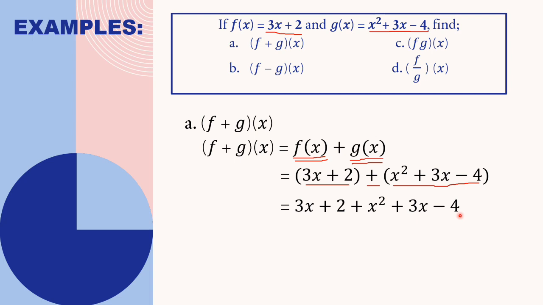Then, combine like terms. So what will be the result? Yes, this is equal to x squared plus 6x minus 2. So we have here x squared, then 3x plus 3x, of course we have 6x, then positive 2 minus 4, so we have here negative 2. Therefore, f plus g of x is equal to x squared plus 6x minus 2.